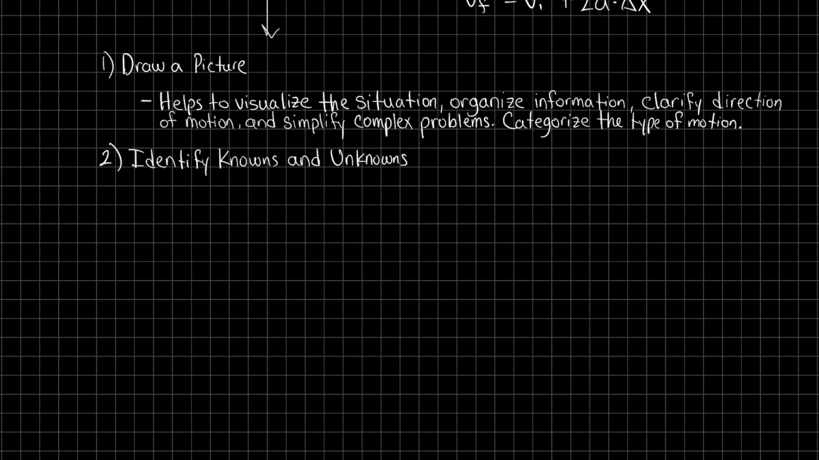Step 2, identify knowns and unknowns. This is important because this is where we write down what we know and what we are looking for. Identifying the knowns and unknowns is an important step because it helps to organize the information that we've read and establish a clear goal of what we are trying to solve for.